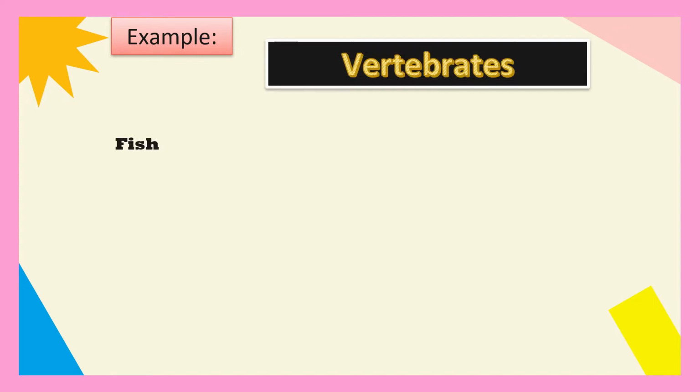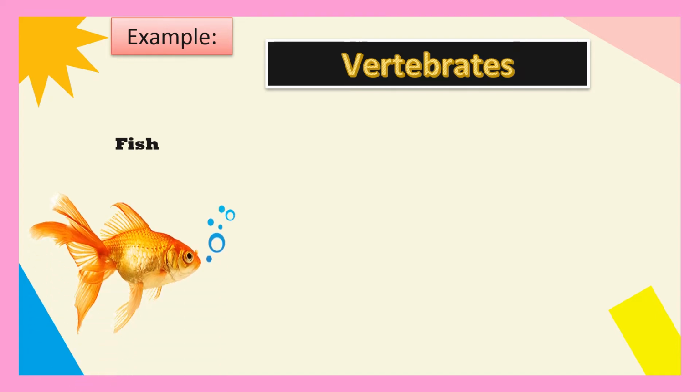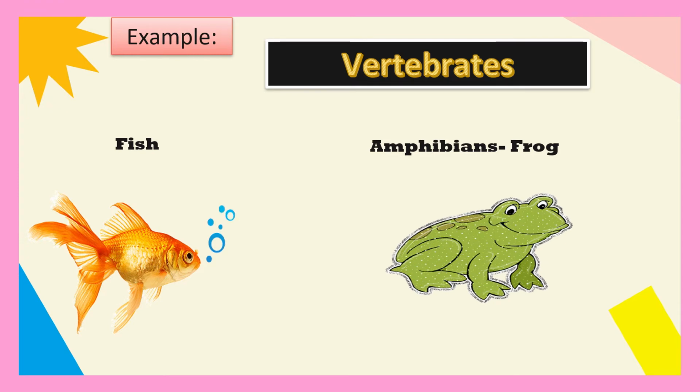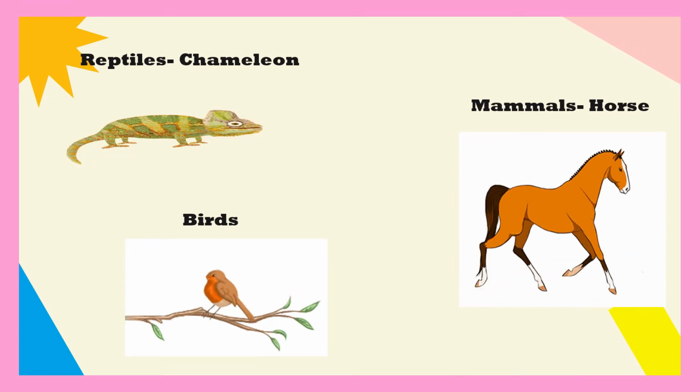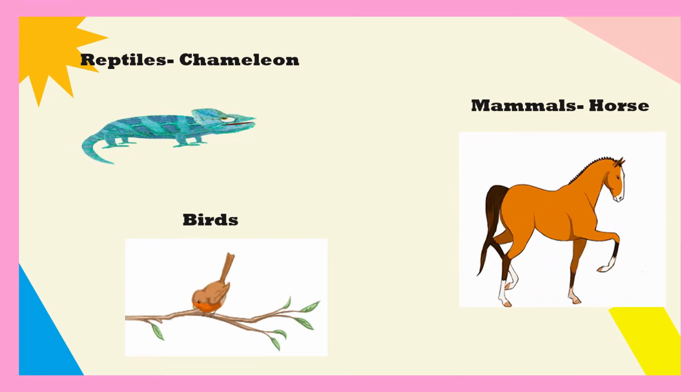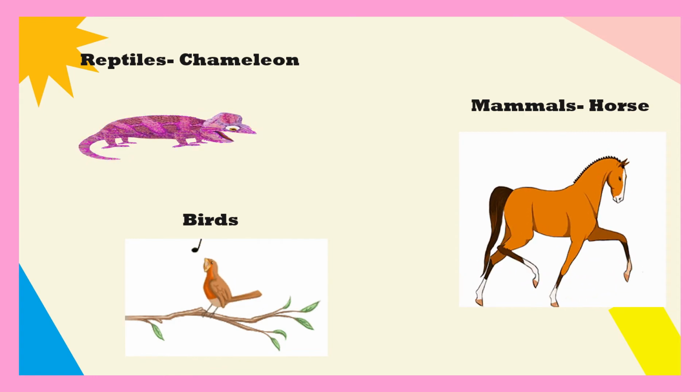Let's proceed first to the examples. What are the examples of vertebrates? Okay, fish. Next, amphibians, it is a frog. Reptiles, it is a chameleon. Okay. Next is birds. And the last one, mammals, it is a horse. Okay, very good, everyone. Now, let's proceed.